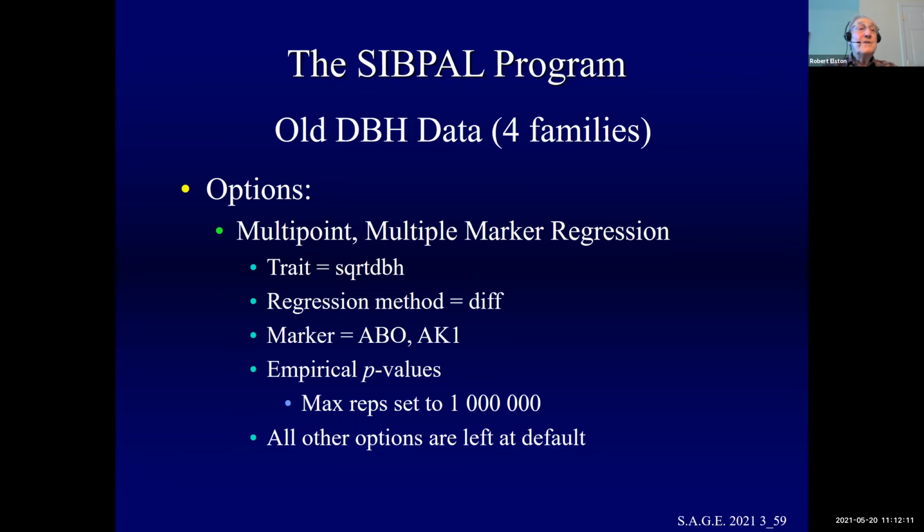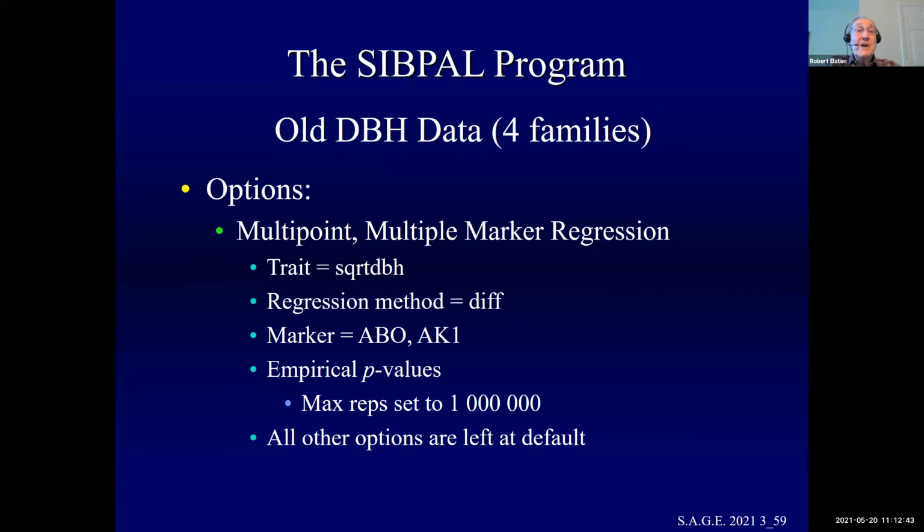So for options, we're going to use multi-point, multiple marker regression. This means we're going to regress on multiple markers. We'll see what difference that makes. We're going to have the trait square root of DBH. We're going to use the regression method, the diff method. We're going to look at the 2 markers, ABO and AK1. Look at empirical p-values with the maximum rep set to 1000 and all other options left at default.